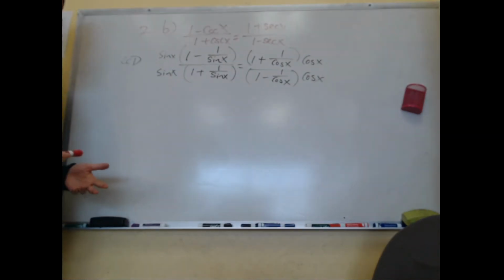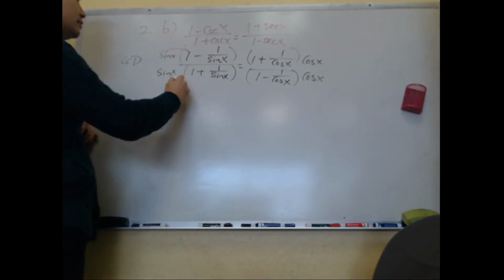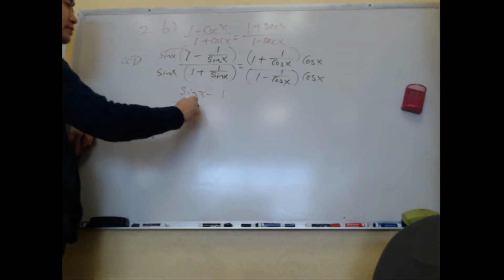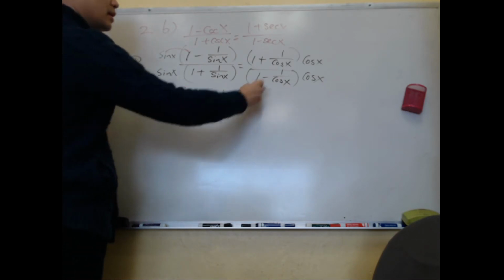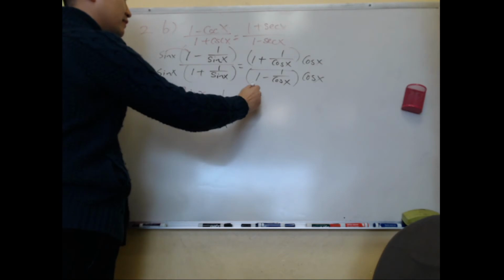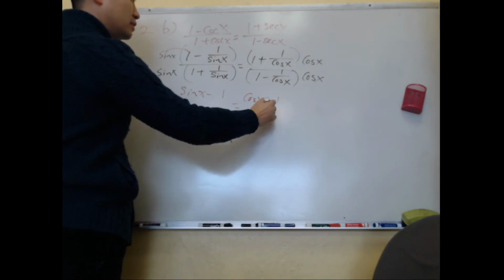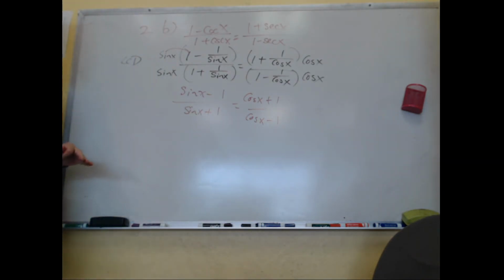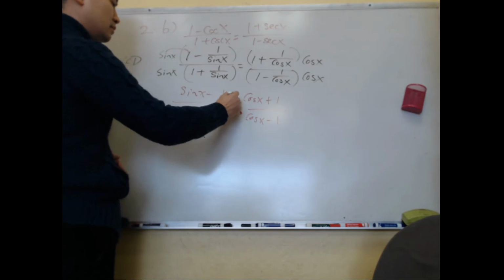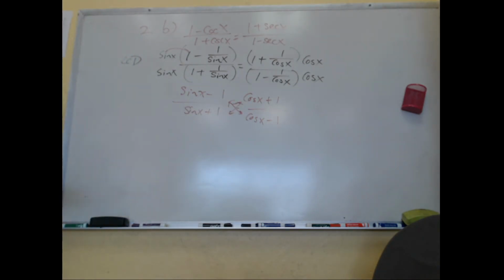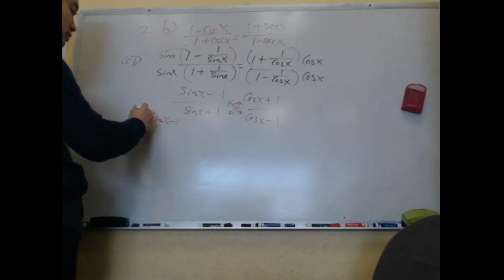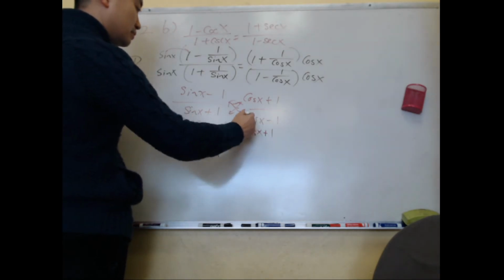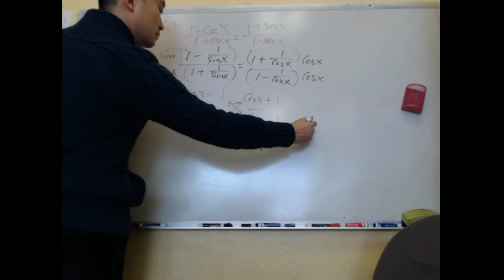So the next step, you want to distribute, right? So sine x minus 1, and then denominator, sine x plus 1. And then the right hand side, pretty similar, so cosine of x plus 1 over cosine of x minus 1. And now from here, guess what you can do? Cross multiply. So cross multiply, we have sine x minus 1 times cosine x minus 1, and then cosine x plus 1 times sine x plus 1.